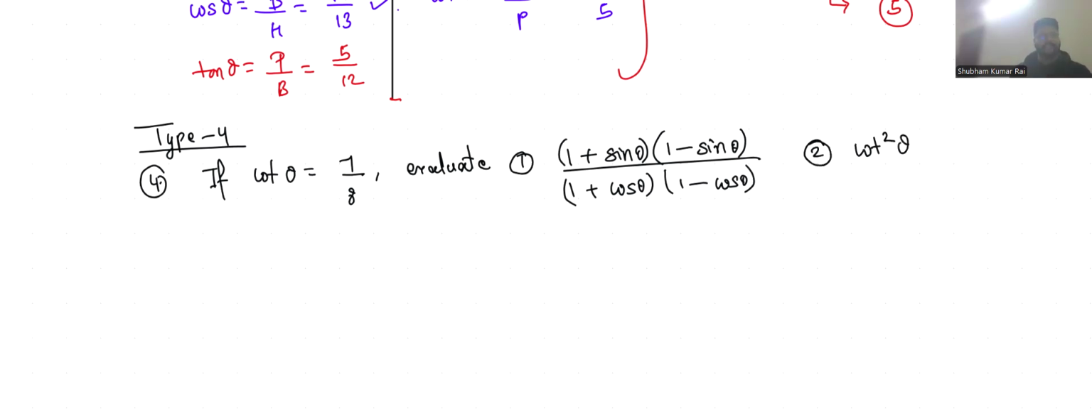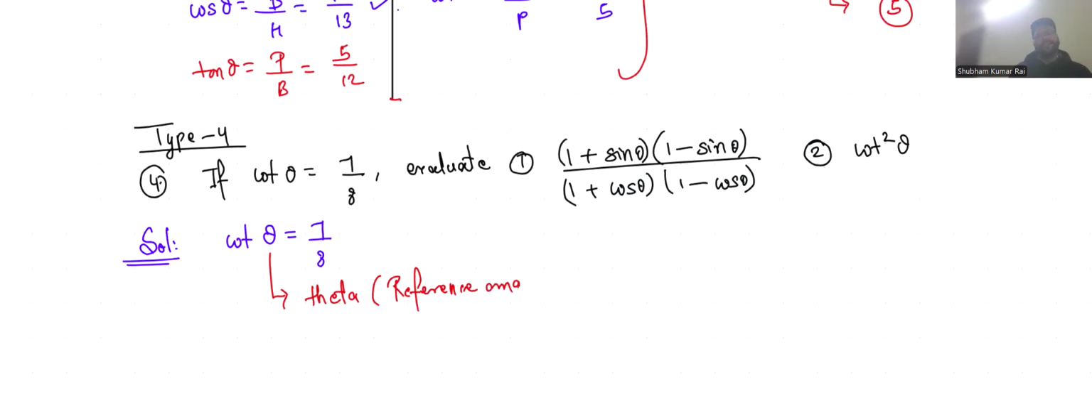Okay, so let us see what are the things that have been given. So here it is said that cot theta is given. Cot theta is 7 upon 8. So here we are having our reference angle, that is theta, right? This is our reference angle that is being provided to us. Now, what is the thing that we need to just do now?